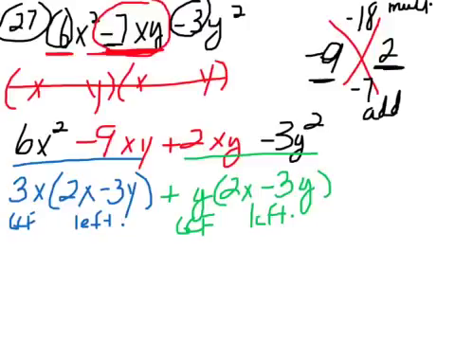Now do you notice what we wanted to have happen happened? Both of these terms have this 2x minus 3y in it. That's a new GCF of the new two terms we wrote, right? So that new GCF comes out front.